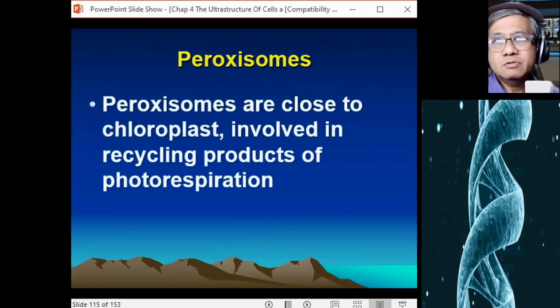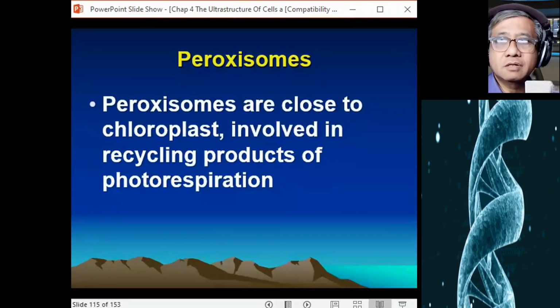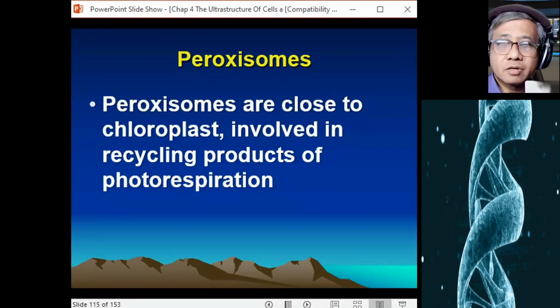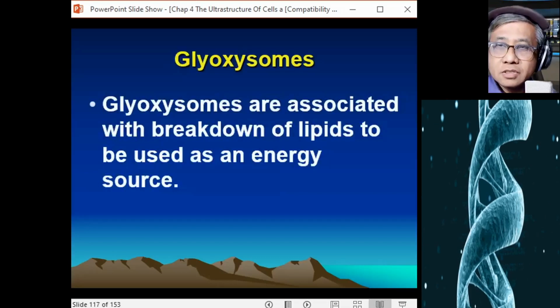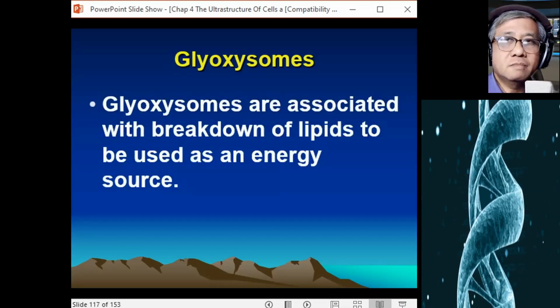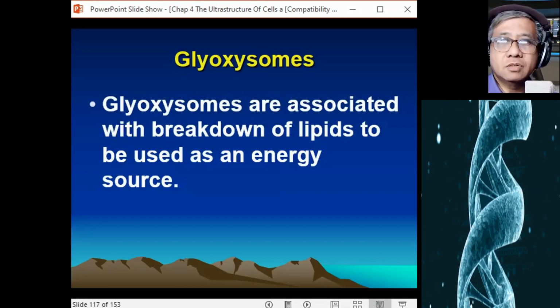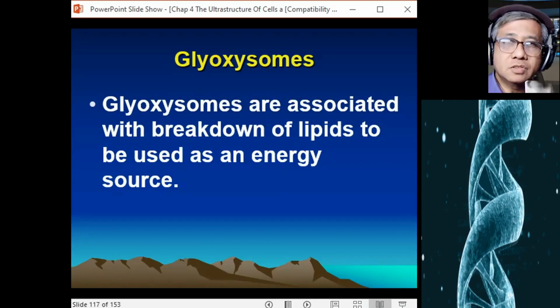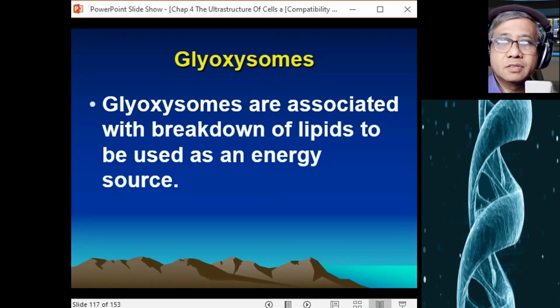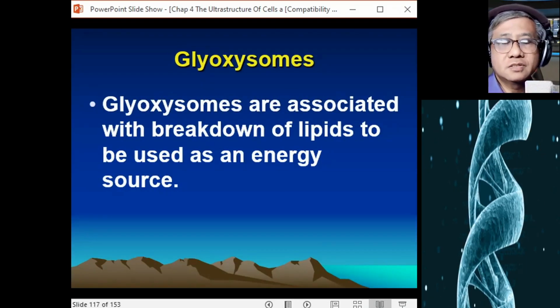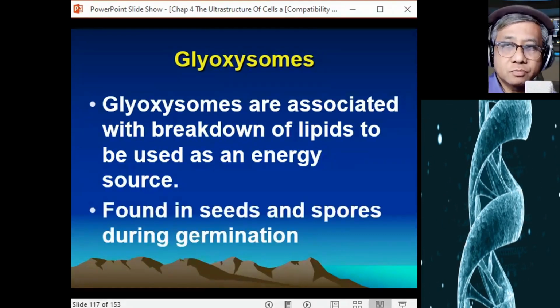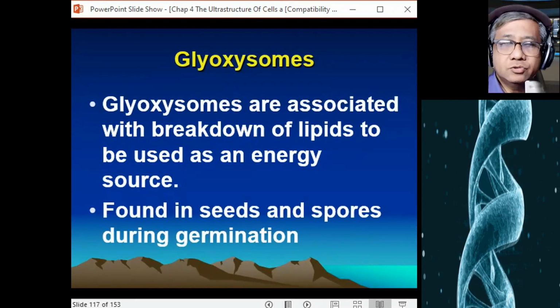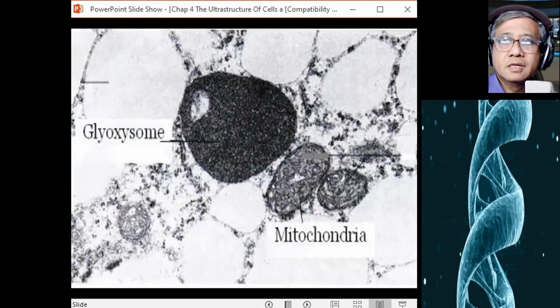Alright, peroxisomes. Peroxisomes are involved in recycling products of photorespiration in the chloroplast. And glyoxysomes, also present in the plant cell, are associated with the breakdown of lipids to be used as an energy source, especially in the seeds of plants. Found in the seeds and spores of plants during germination.